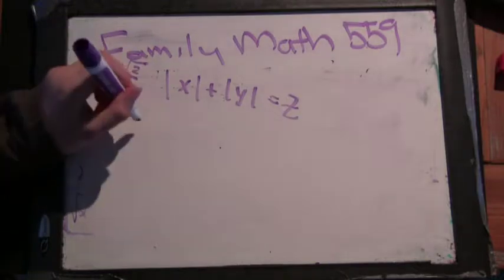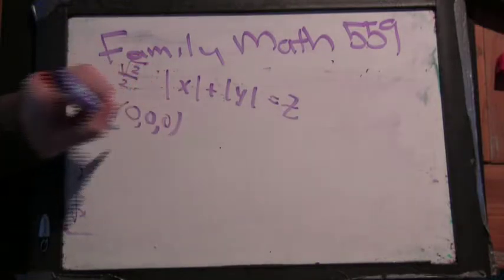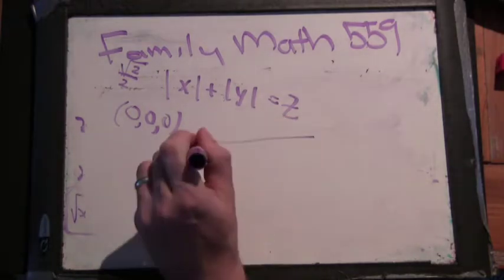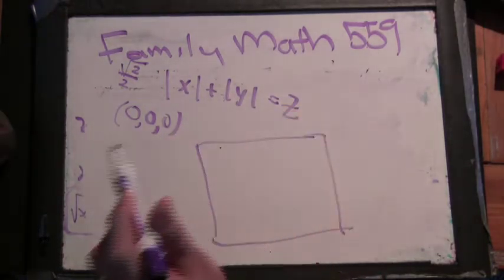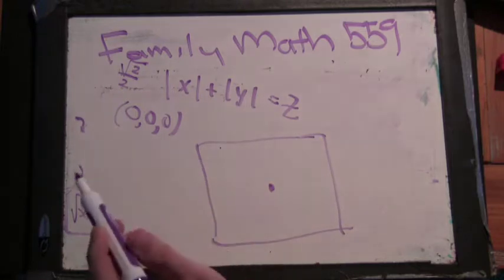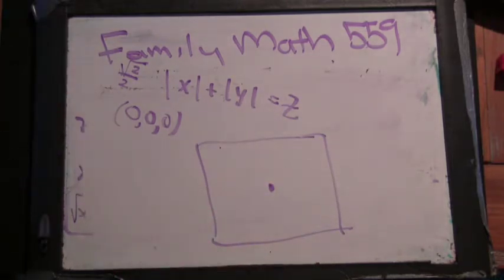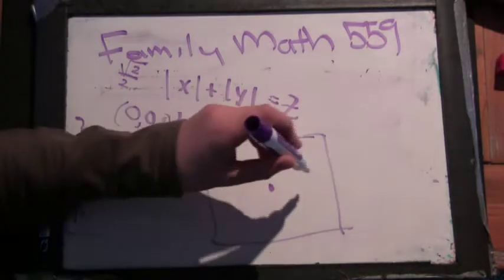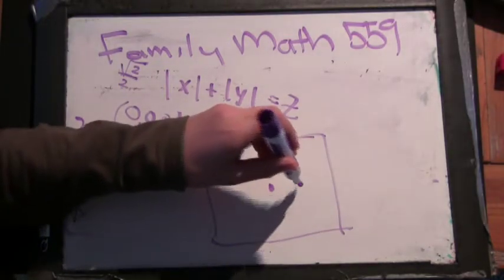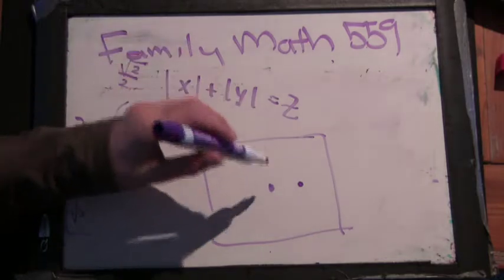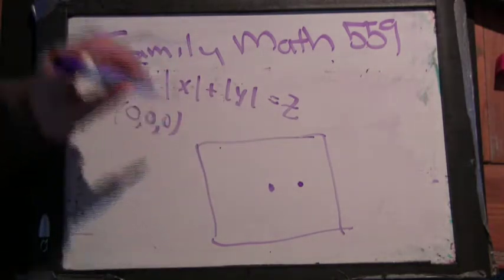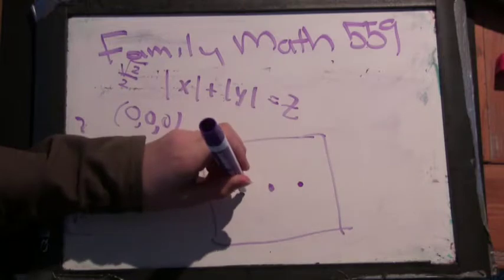Well, again, the point 0, 0, 0 is on here. In fact, let's draw our square again. This is the square that goes x from minus 2 to 2, y from minus 2 to 2. So at that point, 0, 0, 0 has a height of 0. When x is 1, the point 1, 0, 1 is on here. And the point minus 1, 0, 1 is also on here.